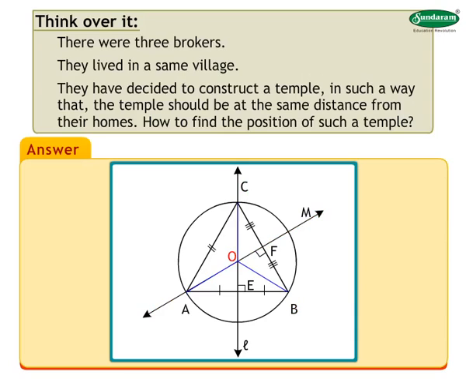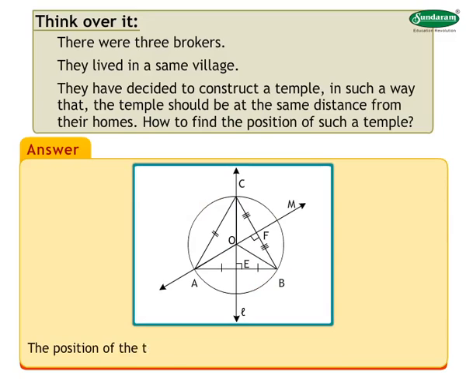Thus, from point O, draw a circle with radius OA passing through points A, B and C, that is the circumcircle. Thus, we can conclude that the position of the temple is at the center, equidistant from the houses of the brokers. Now let's solve another activity.